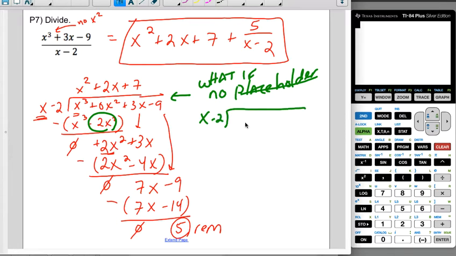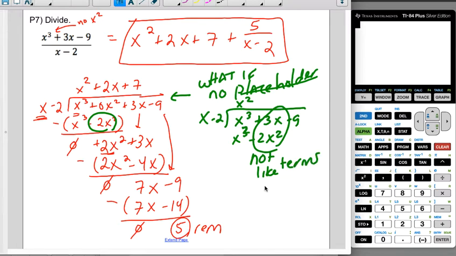So if we had tried the same thing without the placeholder, here's what goes wrong. You'd do the same first step. You'd multiply by an x squared, and you'd get x cubed minus 2x squared. Well, look what happens. These are not like terms. They can't be combined. So do you have to actually put a 0 for the placeholder? No, you don't. So the idea behind the placeholder is that only like terms can be combined.